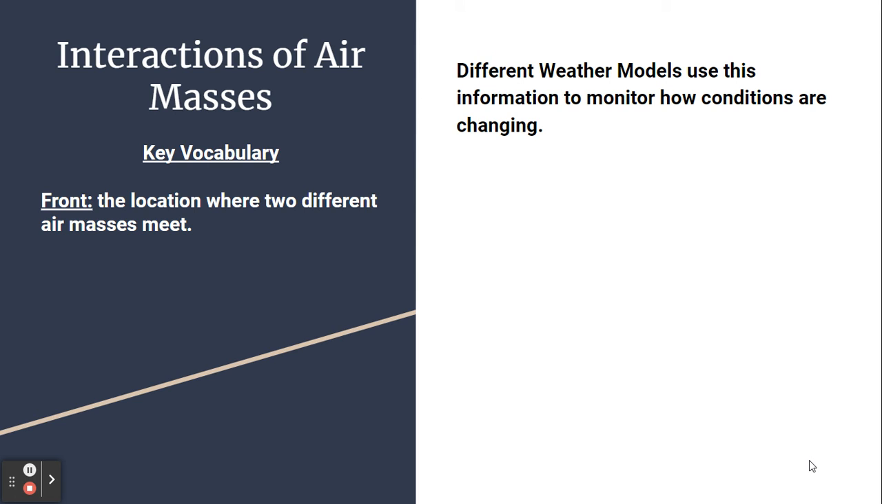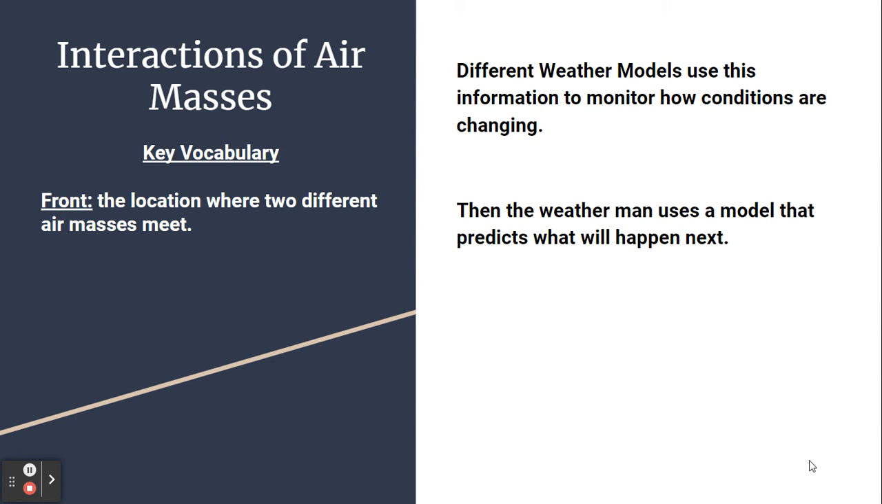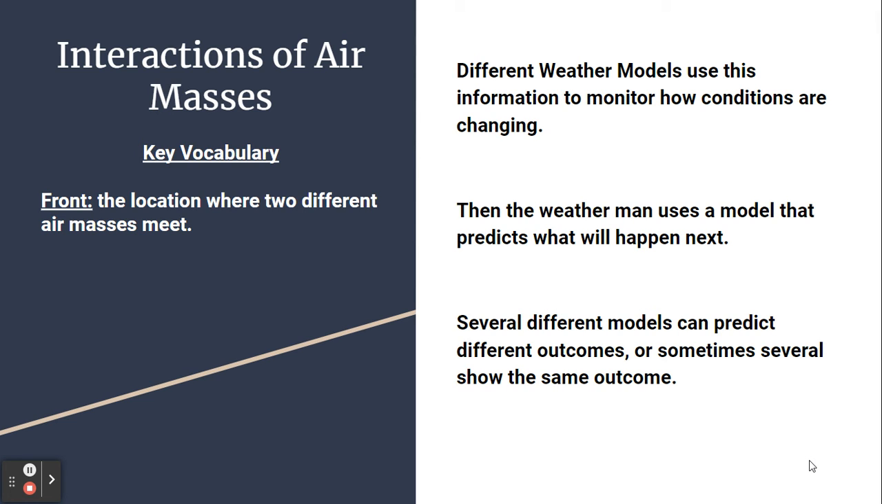Different weather models use this information to create what we call our weather predictions. There's several different models out there, and a weather forecaster uses multiple models to try to see if several of them tell them the same thing is going to happen, or if they get lots of different outcomes.